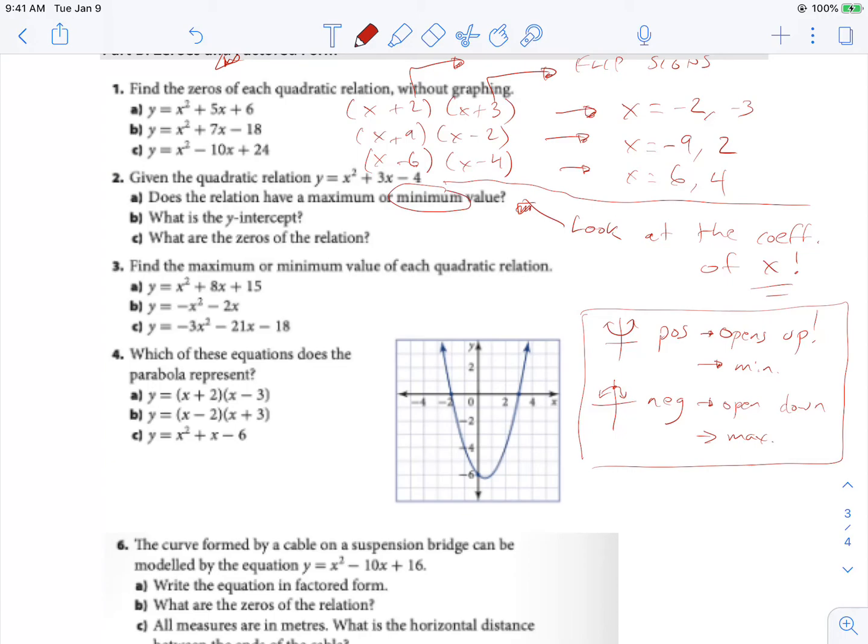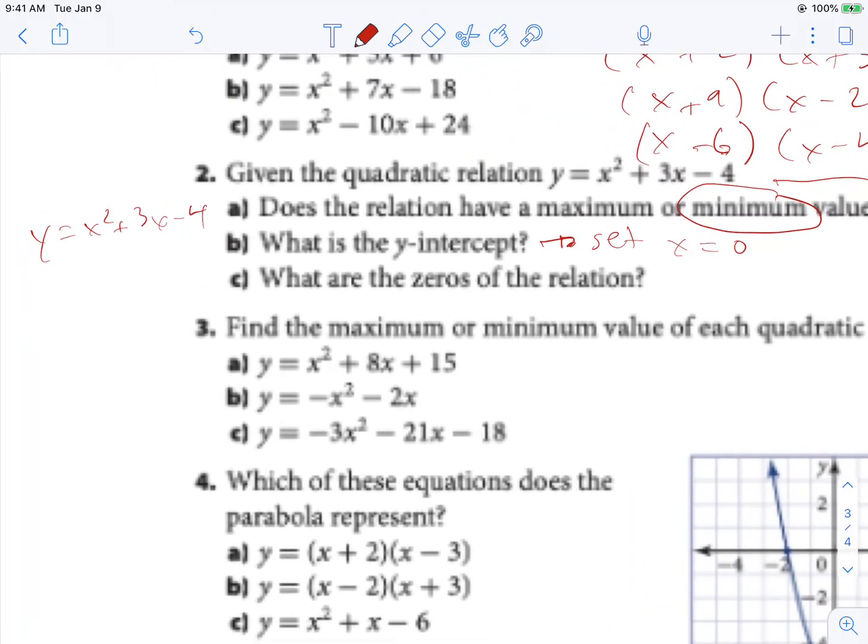What is our y-intercept? To find the y-intercept, just set x equal to 0. That's how we find all of our y-intercepts. Just pretend that x doesn't exist. So we have y equals x squared plus 3x minus 4. We're going to substitute 0 in, so y equals 0 squared plus 3 times 0 minus 4. You're going to get y equals minus 4. So what's the y-intercept? 0, minus 4 for B.